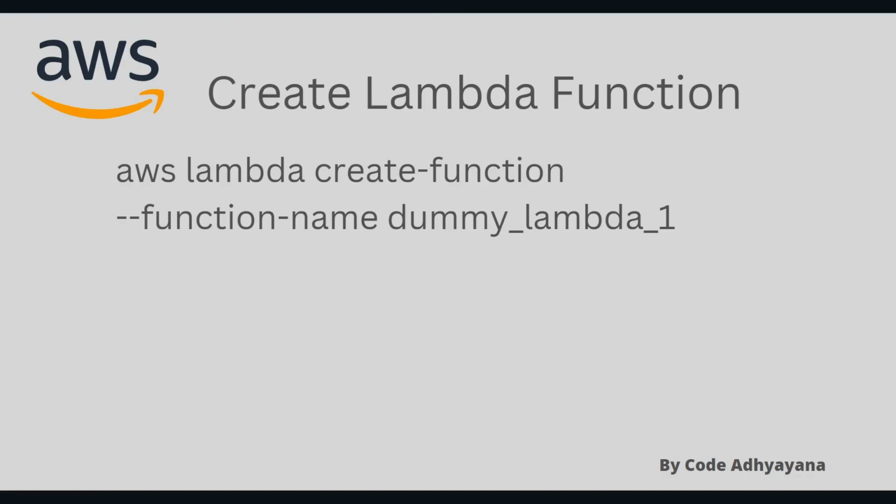Hi, in this video, we are going to learn how to create an AWS Lambda function using the CLI. The command we have is aws lambda create-function. Then we are going to pass some more arguments. One of the arguments is function name, and over here I'm passing the function name as dummy_lambda_1.